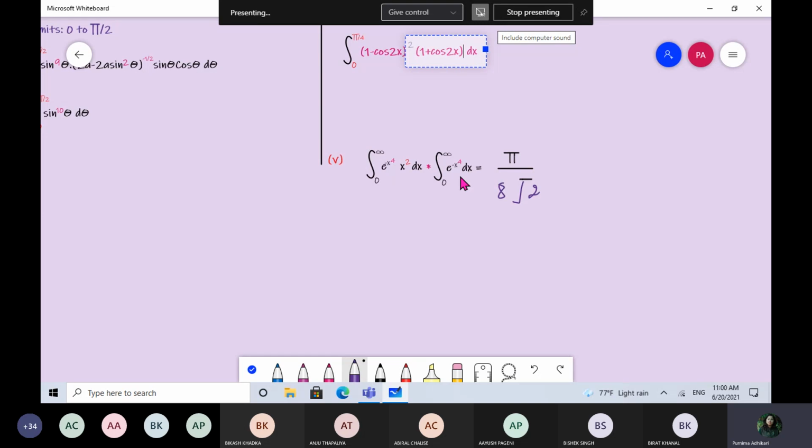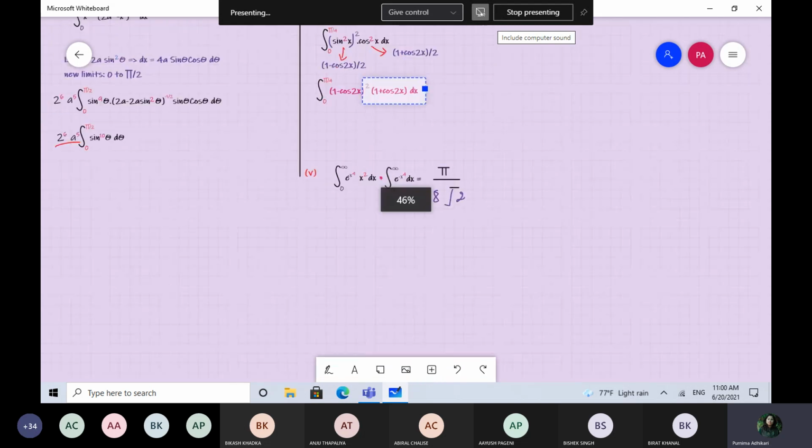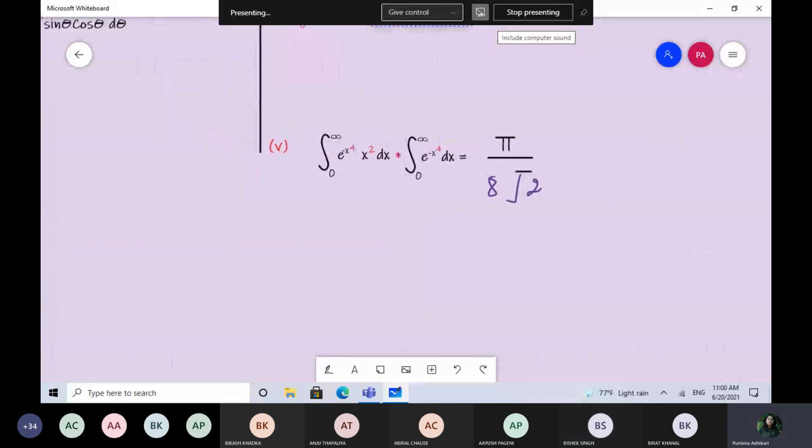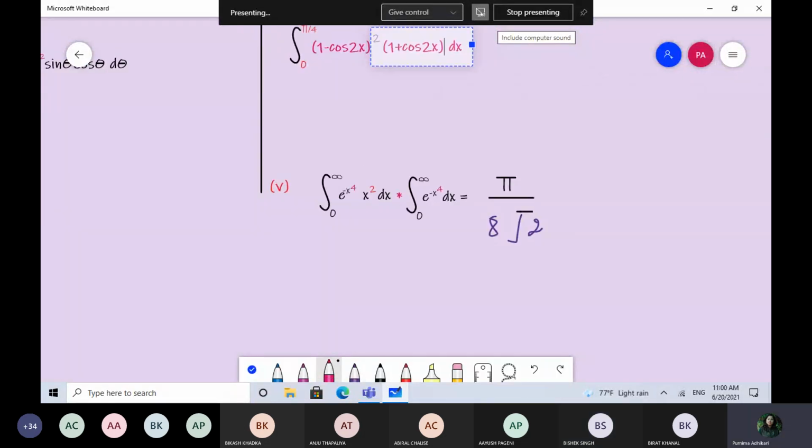So yes, it's 8. We have to prove that the multiplication of these two gamma functions is equal to pi upon 8 root 2. So for that, what are we going to do? They look similar to the gamma function, but they are not in the exact gamma form. Why? Because of the power of x. Yes, exactly, because of the power of x. Here, if we had only x it would be okay, but here in both functions it is not e to the power minus x, it's x to the power 4 also.